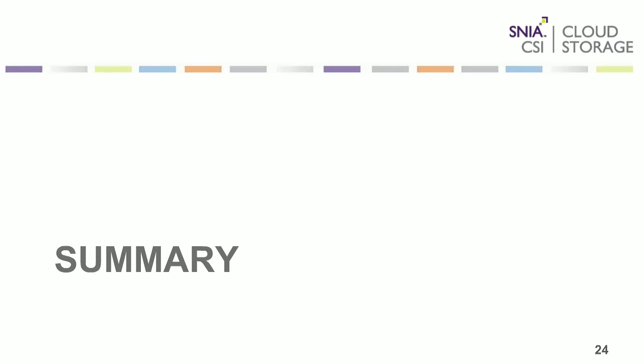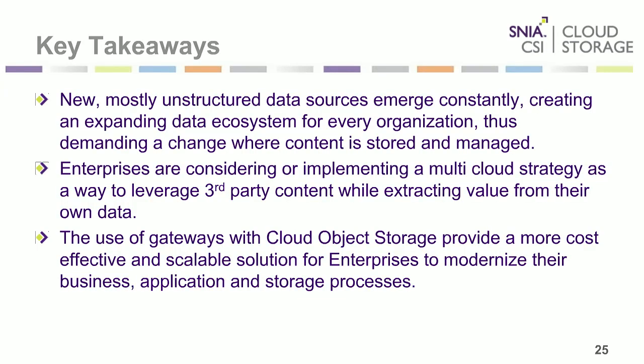Okay, thank you. So in summary, the key takeaways: one, new data, mostly unstructured, has emerged and it's continuing to grow at an incredible CAGR. What that does is create an expanding data ecosystem opportunity for every organization, but that demands a change in where the content is stored and where it's managed. And that's where the hybrid cloud comes into play. It allows organizations to balance between on-prem and public, as well as dedicated cloud, based on what their needs are when it comes to data access and availability.